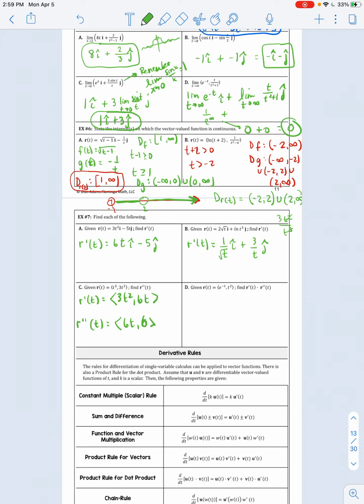And then for part D, they want us to find the first and second derivatives again, only this time we have the vector valued function e to the negative t comma t squared. So our first derivative is going to be negative e to the negative t, and the second part will be 2t. And our second derivative, when we take the derivative of the first derivative, is going to put us back to e to the negative t, comma 2.